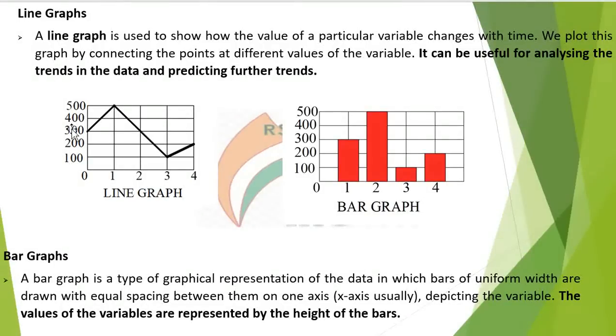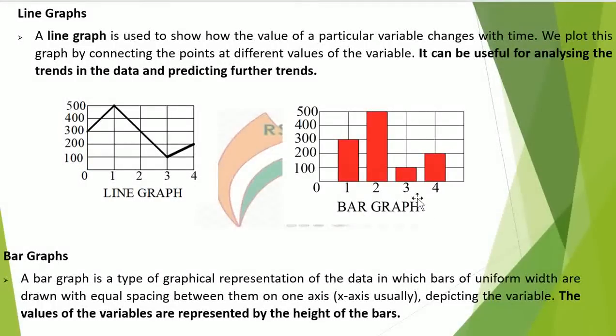The second type is your bar graph. A bar graph is a type of graphical representation of the data in which bars of uniform width, this colored portion, these are called bars, are drawn with equal spacing between them. The spacing between them is equal.